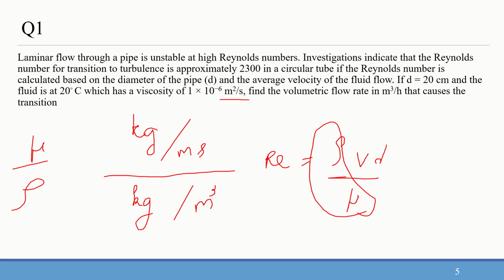In this we don't know V, we know the Reynolds number, we know nu, that is the viscosity, and we know the diameter of the pipe. So what else can we find from here? We can find the velocity from here. So that is how we are going to do it.